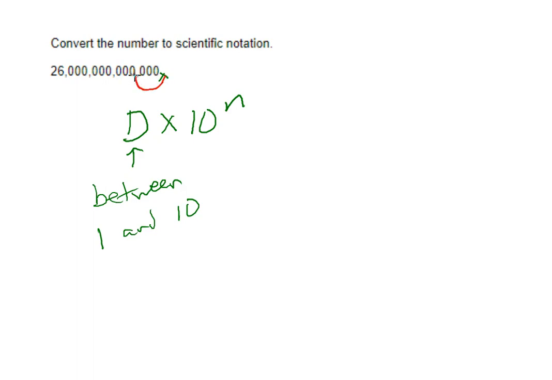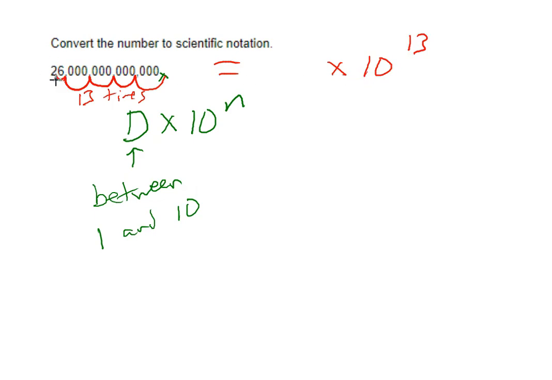So we're going to move it 3, 6, 9, 12. If I stop there, I get 26.0. That's not between 1 and 10. So I got to go one more time, and that'd be 13 times, right? So I've moved the decimal place 13 times. That's 13 powers of 10, if you will, right? And so this number is going to become times 10 to the 13.